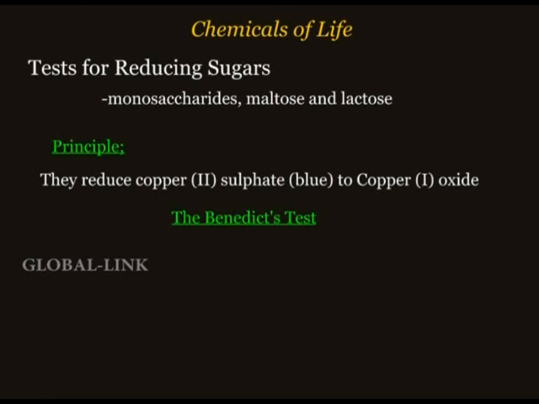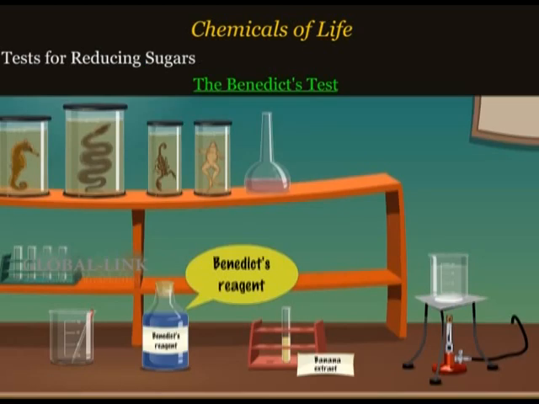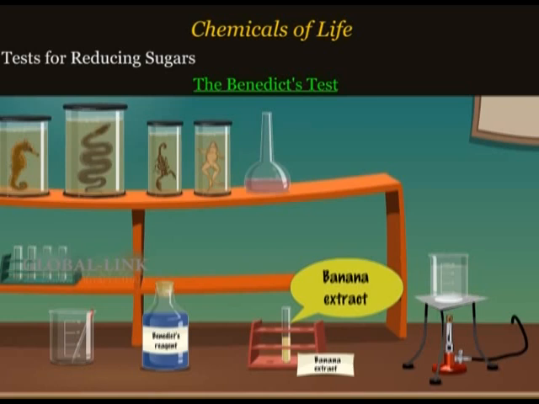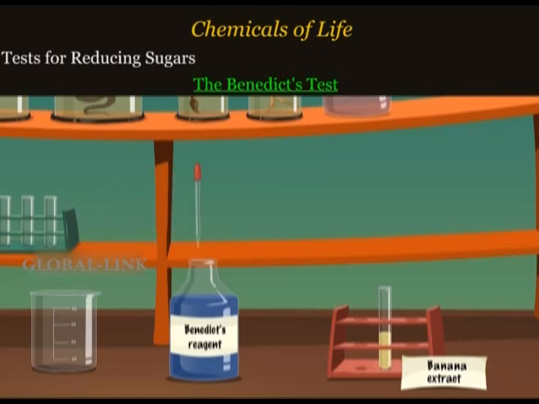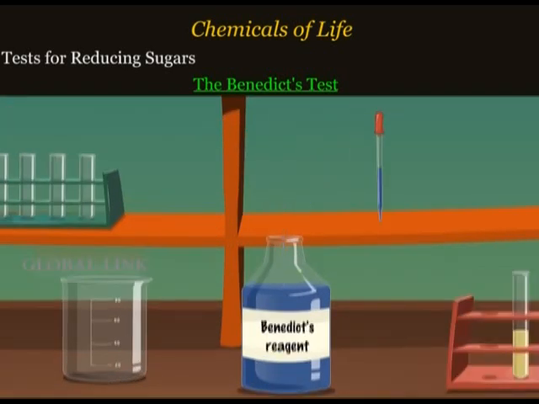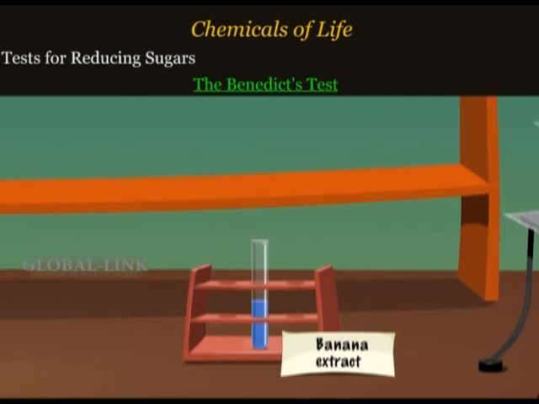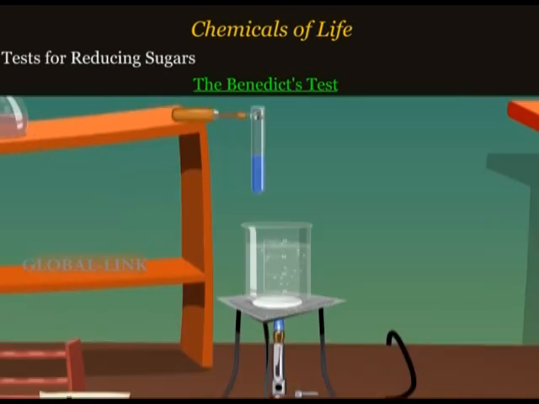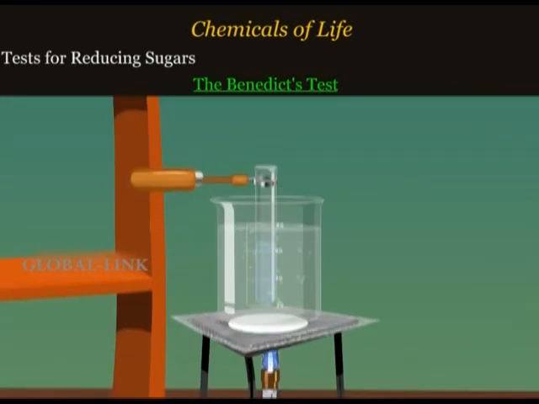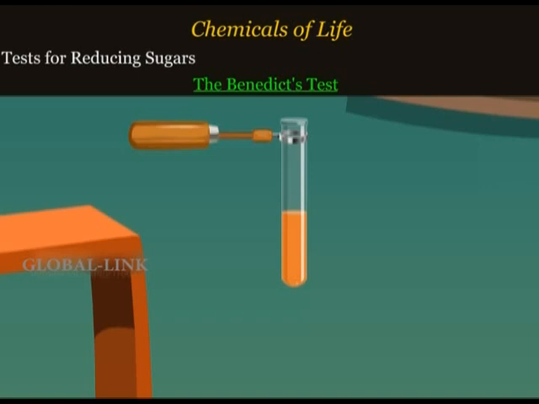So in this experiment, we will test for glucose in a banana sample. So we have the Benedict solution, a banana extract in a test tube, and a Bunsen burner. We take a small amount of the Benedict solution and add to the test tube containing the banana extract. We then place the mixture in a water bath. The color changes from blue to green to orange and brick red, indicating the presence of glucose. The same procedure is done for all the other reducing sugars.